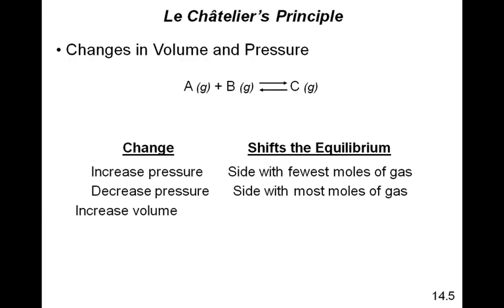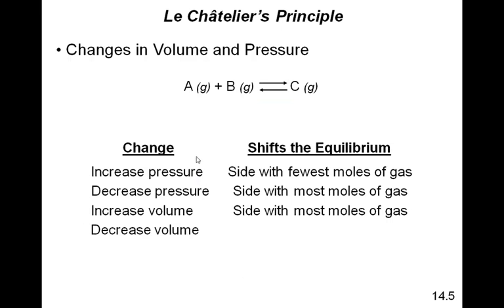Let's increase the volume. Increasing the volume is the same as decreasing the pressure. Because remember, decreasing pressure will increase the volume, and therefore increasing the volume gives you the same result. And therefore it's going to shift to the side with the most moles of gas again. So increasing the volume is the same thing as decreasing the pressure, and it's going to shift to the left in this case because there are the greatest number of moles of gas.